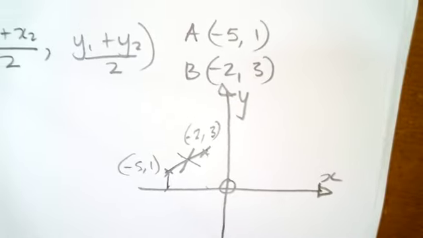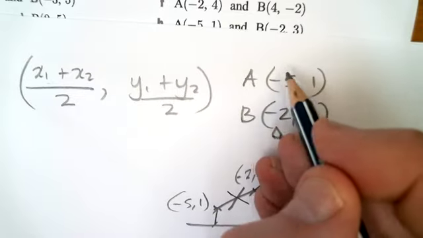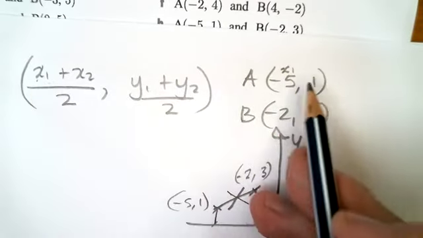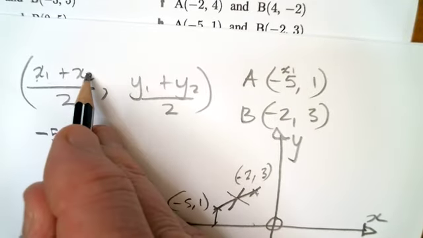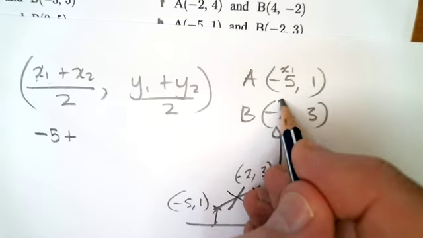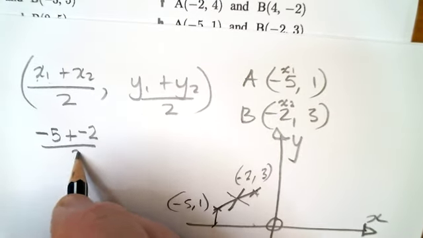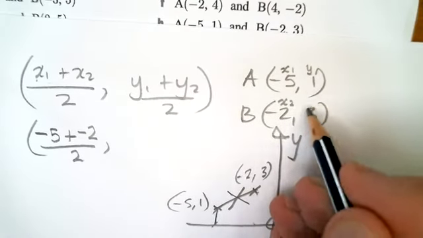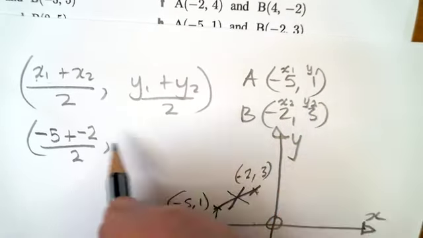So how do we find that point? We're going to populate the formula with the values here. I'm going to designate this as x1. It's negative 5 plus x2. Well, my x2 is this one here, and that's negative 2, all over 2, comma, y1. This is going to be my y1, this is going to be my y2. So y1 is 1 plus y2 is 3, all over 2.